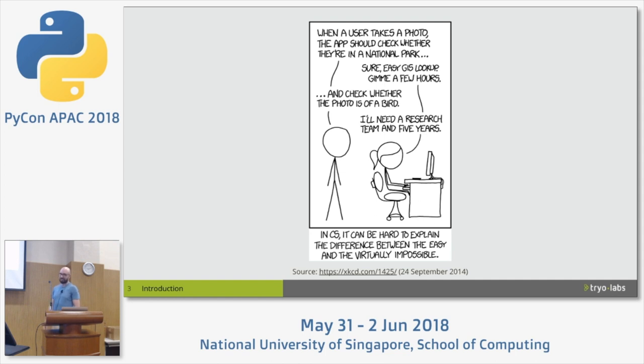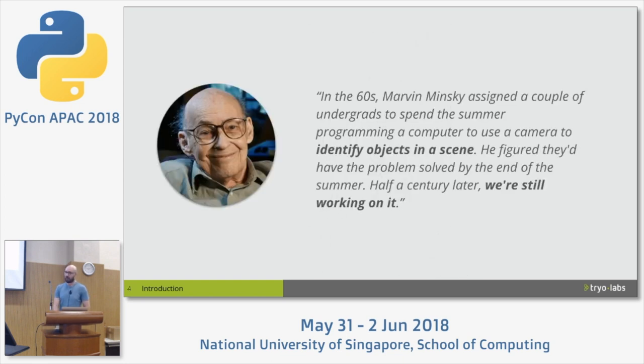I'll need a research team and five years. In CS, it can be hard to explain the difference between the easy and the virtually impossible. And the caption of this was something really interesting, which was, in the 60s, Marvin Minsky, who was one of the fathers of AI, assigned a couple of undergrads to spend the summer programming a computer to use a camera to identify objects in a scene. He figured they'd have the problem solved by the end of the summer. Half a century later, we're still working on it. So why was this problem so hard for Minsky's students in the 60s? I mean, it should have taken like a summer.